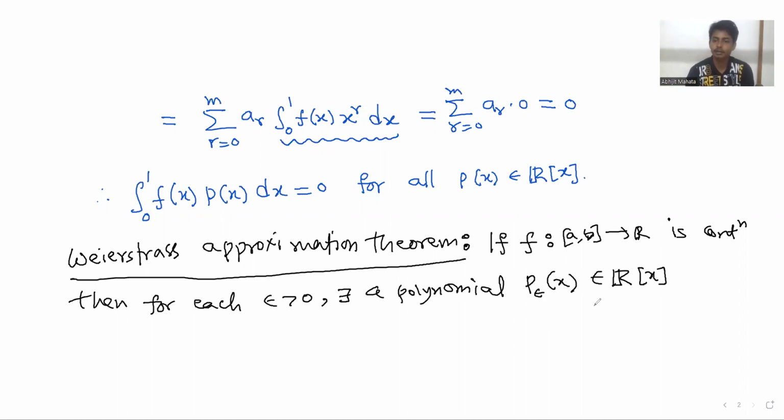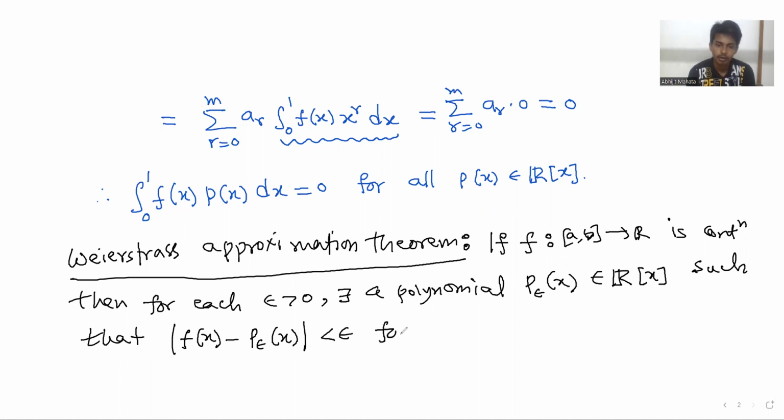So there exists a polynomial p(x) such that, now here this polynomial may not be unique. You can find more than one polynomial such that the absolute value of f(x) minus p_epsilon(x) is less than epsilon for all x belonging to the closed interval [a, b]. In a graph you can understand it like this.